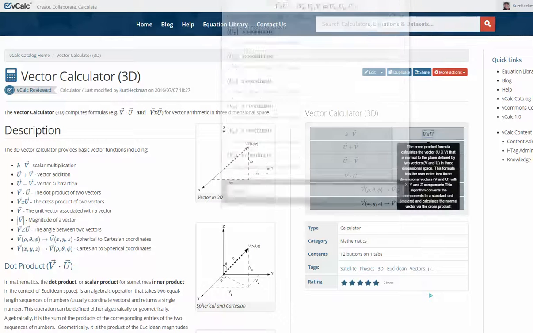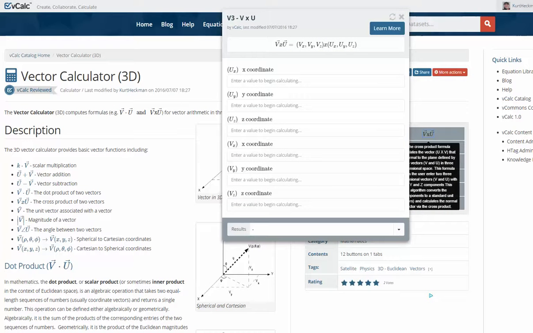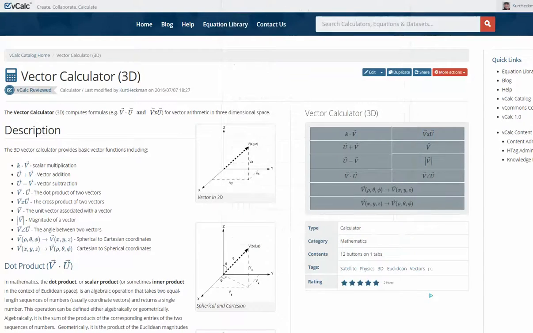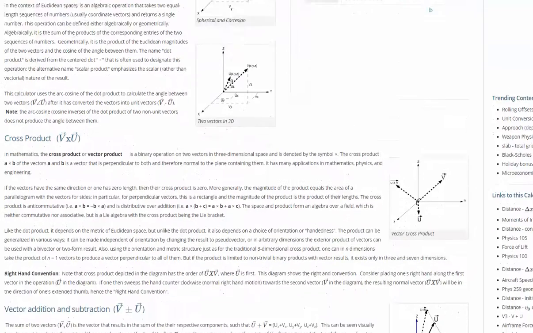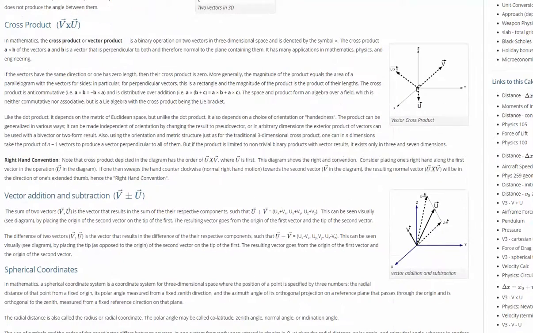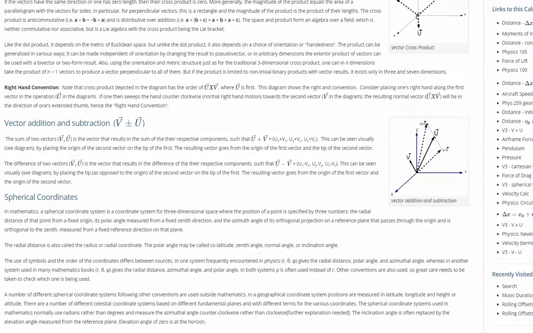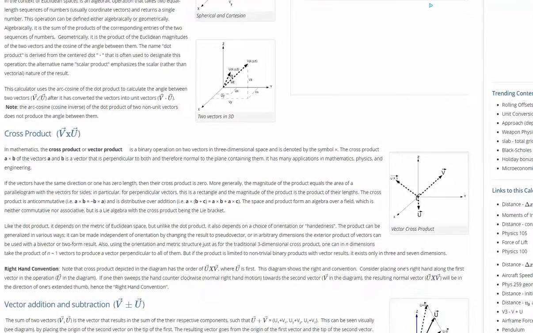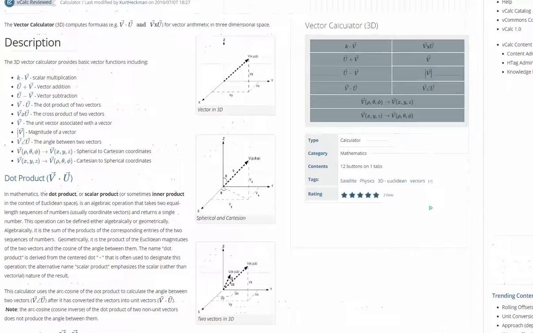Then it has the cross product, which is the normal vector. So again, if you go to this diagram down here, you can see the cross product in this case. It's coming up. You can see the sum of vectors, the difference of vectors. So this page has got a lot of useful utilities inside it that will explain to you vector arithmetic.